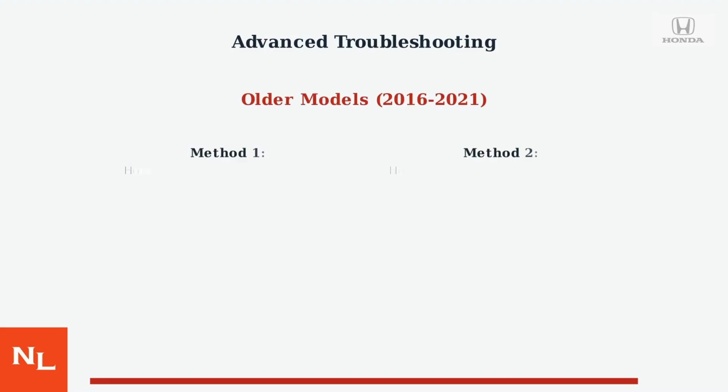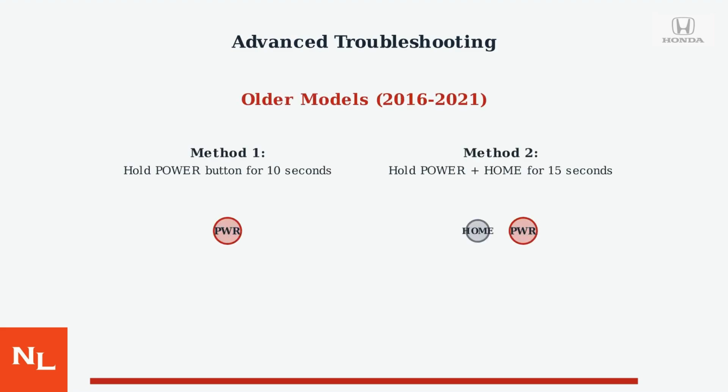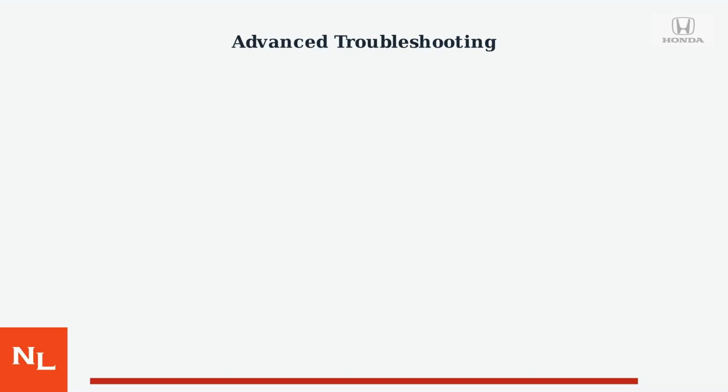For older Honda models from 2016 to 2021, the reset methods are different. Try holding the power button for 10 seconds, or press power plus home buttons simultaneously for 15 seconds.